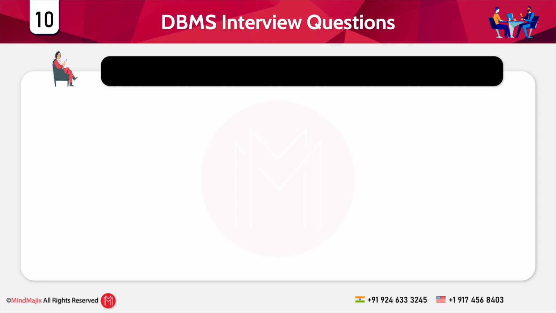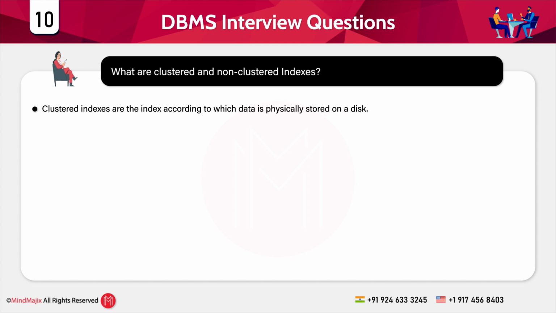So in the previous question, we saw what are indexes, and now the question says what are clustered and non-clustered indexes. So clustered indexes are the indexes according to which the data is physically stored on a disk. So therefore, only one clustered index can be created on a given database table.